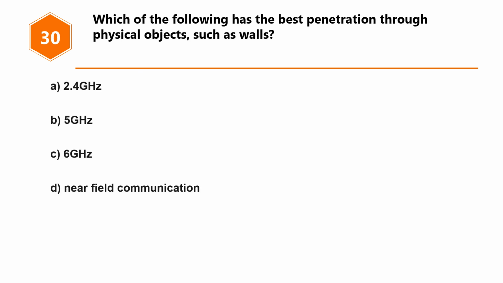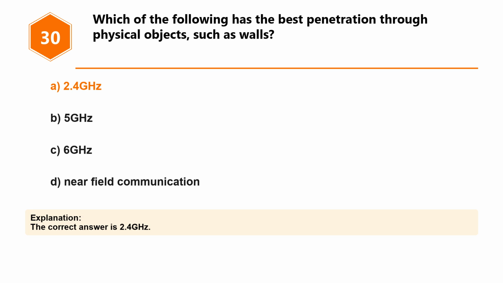Question 30. Which of the following has the best penetration through physical objects, such as walls? Option A, 2.4 GHz. Option B, 5 GHz. Option C, 6 GHz. Option D, near-field communication. The correct answer is option A, 2.4 GHz.